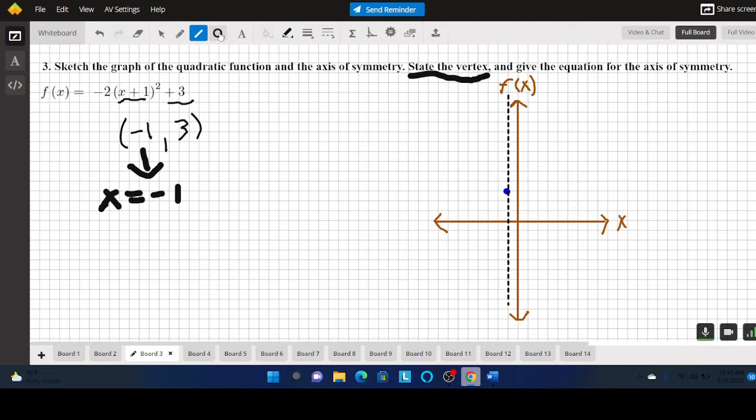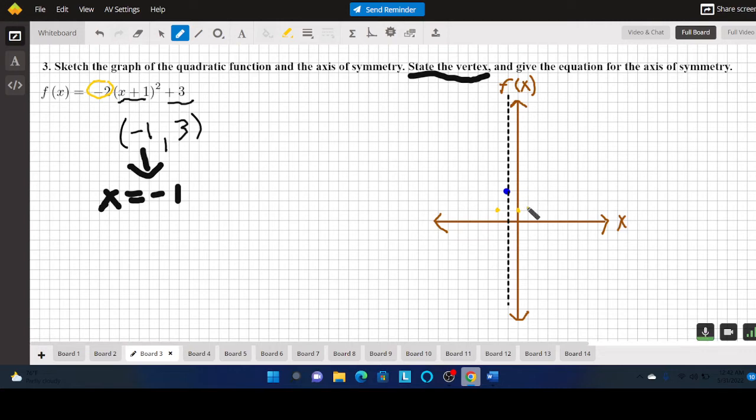And we need to sketch this graph. It's going to open downward with that negative. And the 2 means instead of going over 1 down 1, we need to go over 1 down 2 on both sides of the vertex. Instead of going over 1 down 4, we need to multiply that 4 by 2 and go over 2 down 8.